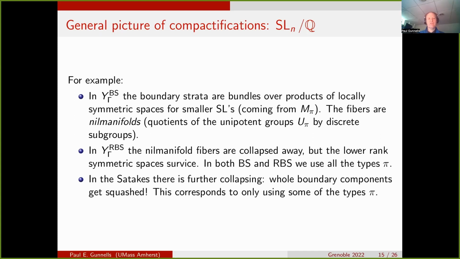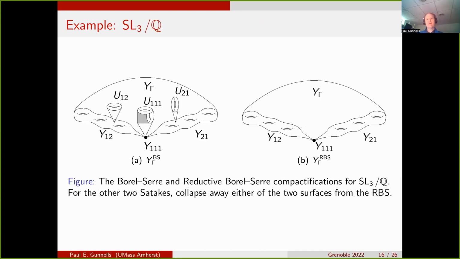So let me show you a picture, kind of a fanciful picture that I learned as a graduate student of what these compactifications kind of look like for SL3. So Y gamma is 5-dimensional, okay? So 5-dimensional space. And we have 3 block types. We have 3 compositions of 3. We have 1, 2, 2, 1, and 1, 1, 1. Okay, and so we're going to get 3 different kinds of strata at infinity in the Borel-Serre, and then 3 different kinds in the reductive Borel-Serre.